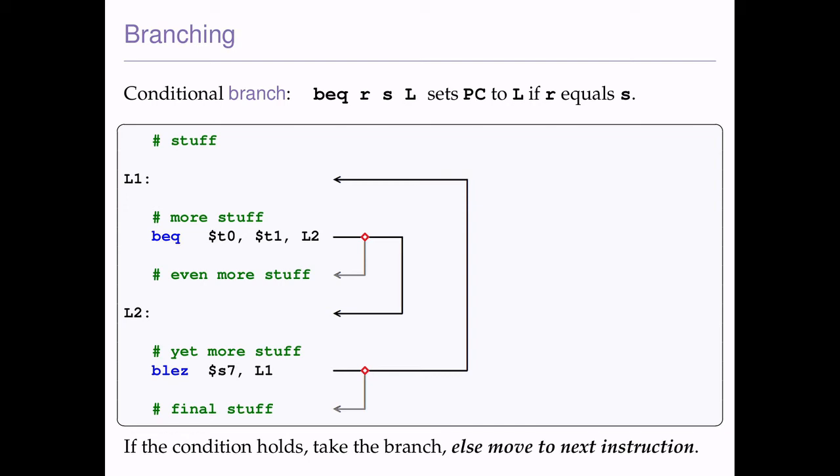So here we have branch if equal T0, T1, L2. If the contents of T0 and T1 are not the same, then it'll just carry on. If they are the same, then it'll jump to L2. And down at the bottom we've got branch if less than 0, so if S7 is less than 0, we'll jump to L1, otherwise we'll stop and just carry on down the bottom.